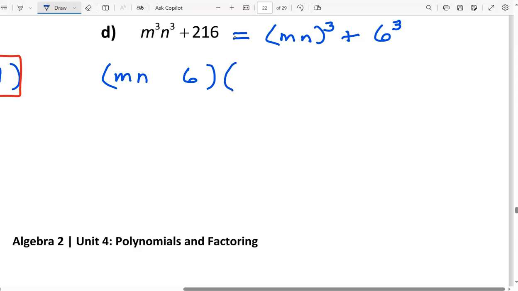And then to construct the trinomial factor, square that first. That would be m squared times n squared. Then squish them together. That's a 6mn. And then square the second. 6 squared is 36. And now I'm going to insert the signs, match the original, use the opposite sign, and then always plus.